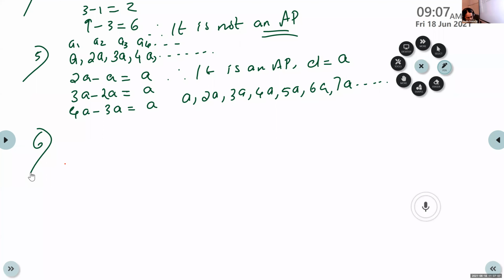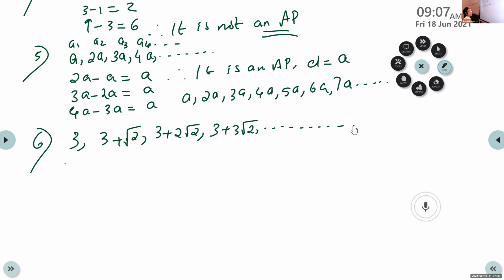Next is 3 plus root 2, 3 plus 2 root 2, 3 plus 3 root 2, etc. Try: 3 plus root 2, 3 plus 2 root 2, 3 plus 3 root 2, etc.